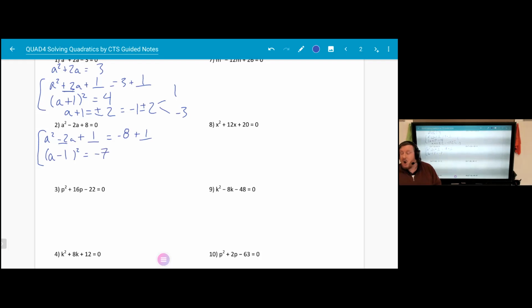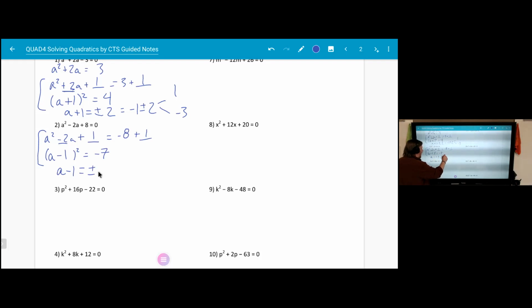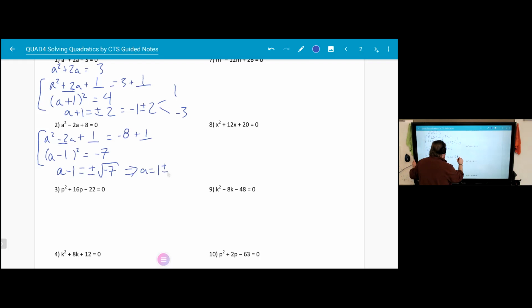From here, we've already done this part before. We just take the square root of both sides. A minus 1 equals plus or minus the square root of negative 7. We have a negative in the square root, so we pull the negative out and call it an i. We can't simplify the square root of 7, though. So we end up with a equals 1 plus or minus i times the square root of 7. It's just that first part that's new.